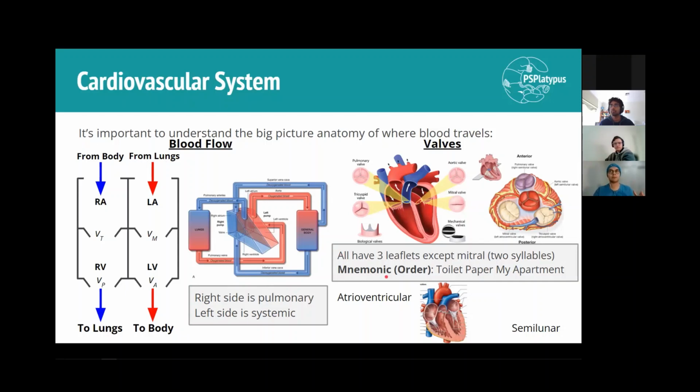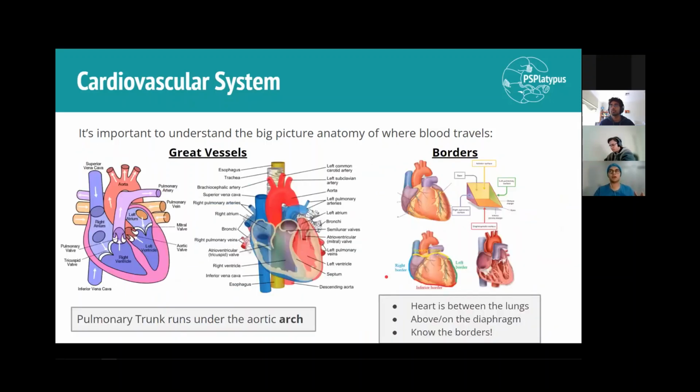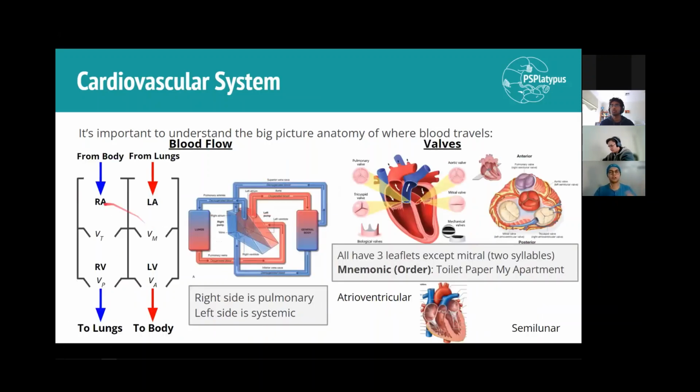So an example of that would be on the next slide here, where I think over here you can see the borders and how things relate to the heart. We'll come to that in a second. But the important part is just, first of all, learning blood flow through the heart and the lungs.